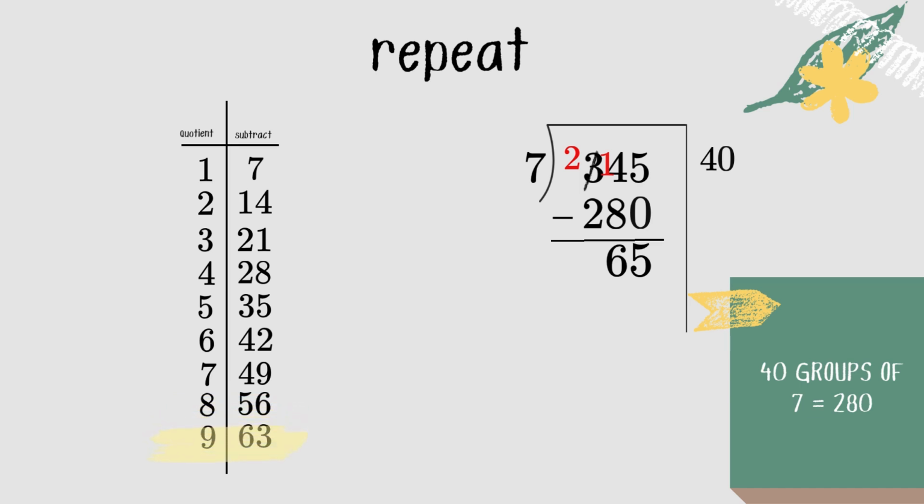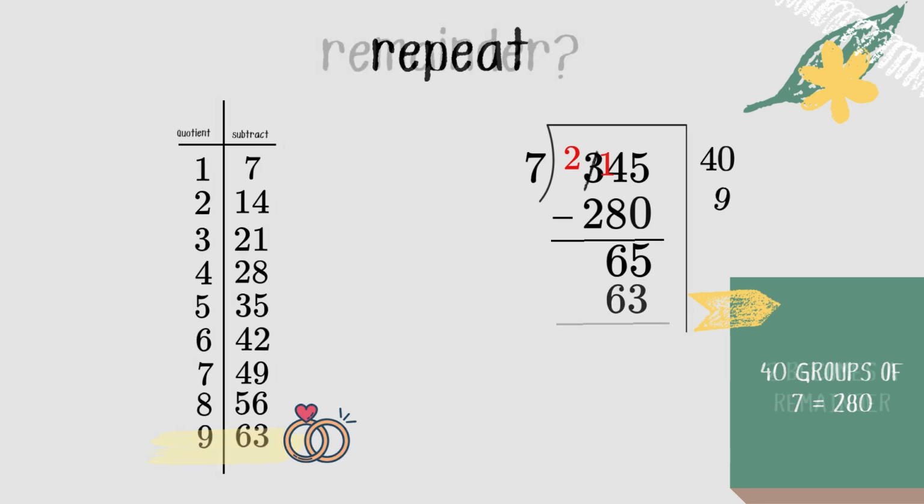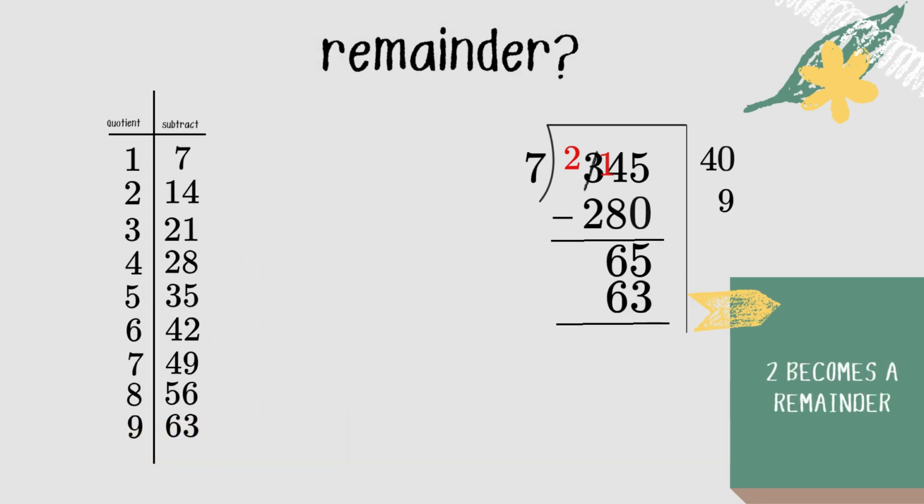Now remember, 63 is married to 9. If we use 63, we have to use 9. All right, we subtract, and we have to figure out if we have a remainder. 65 minus 63, well, that's 2. 2 does become a remainder because 2 is less than 7. Once you get to a number that is less than your divisor, you know you're done, and you'll know if you have a remainder.